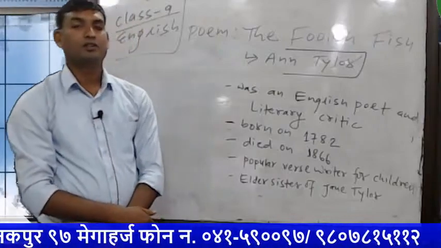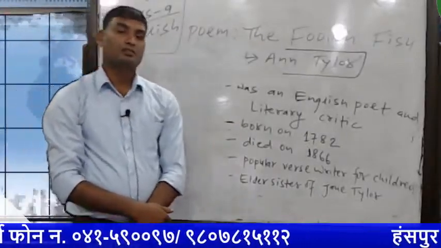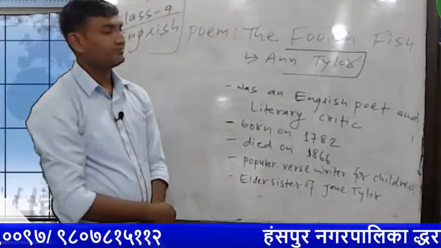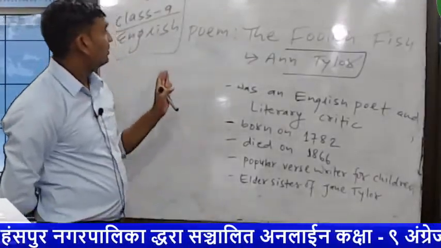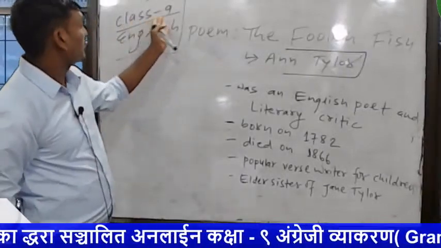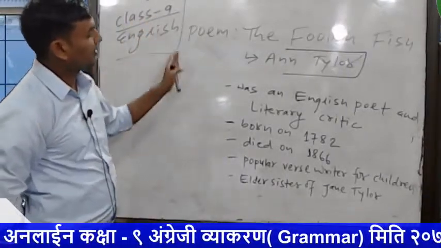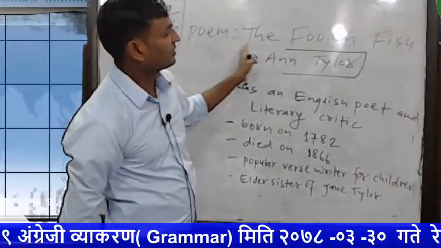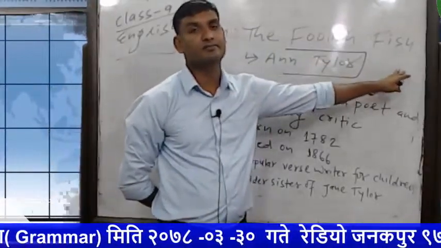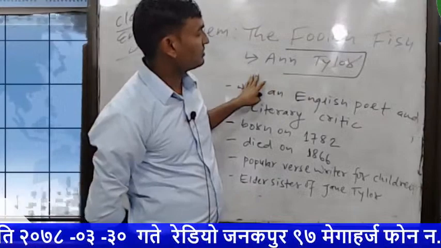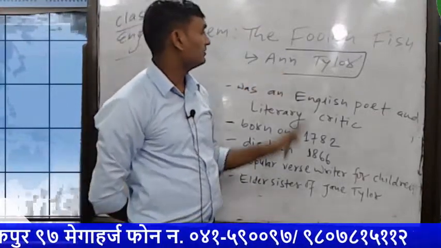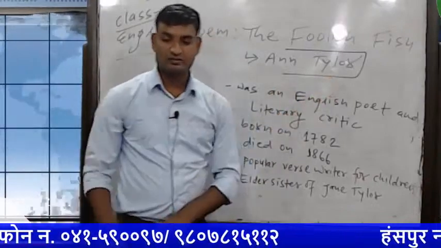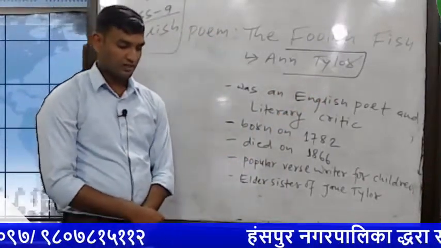Dear listeners and my dear students, this is English class and we will learn from class 9 English unit 3. There is a poem, The Foolish Fish, and it has been written by Anne Taylor.